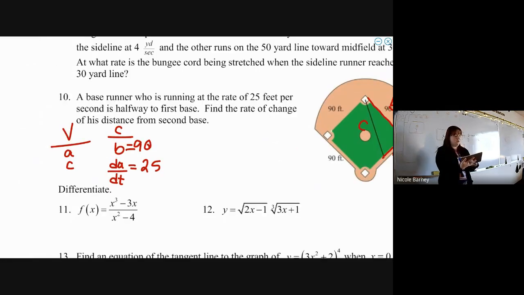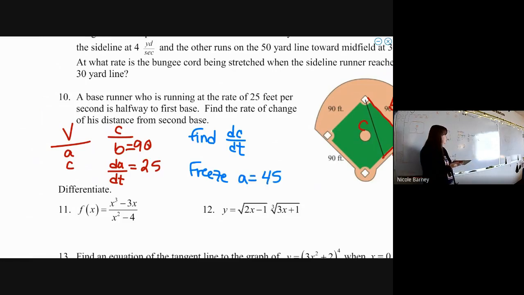Are we finding dB? No, we find the rate of change. So it asks us to find dC/dt. And then we have to look at our freeze moment. We freeze it when he is halfway to first base. So we freeze when A equals 45, right? Because it's halfway.